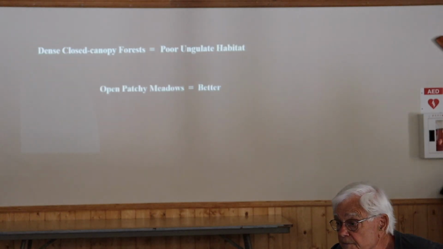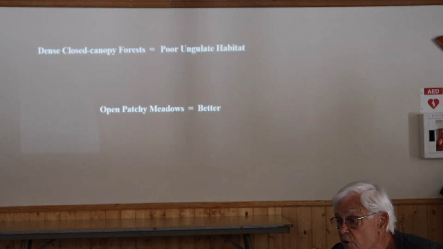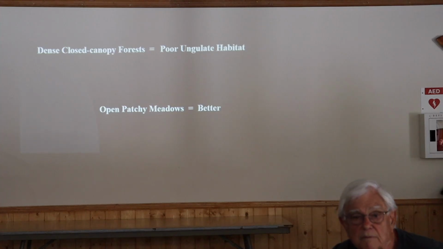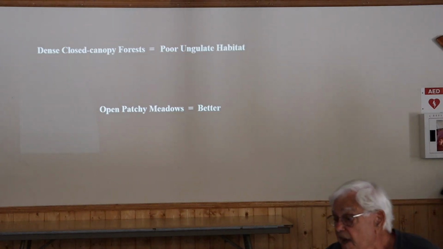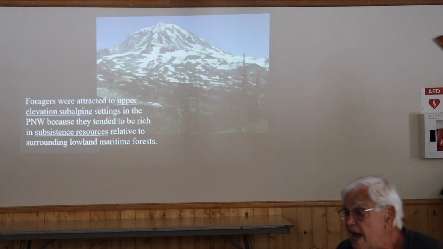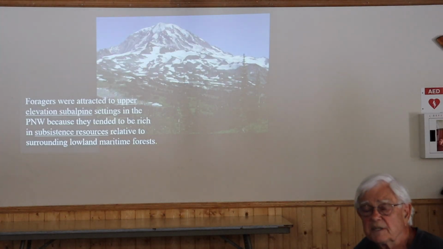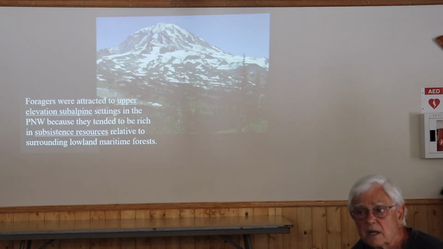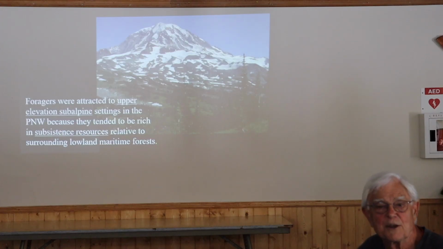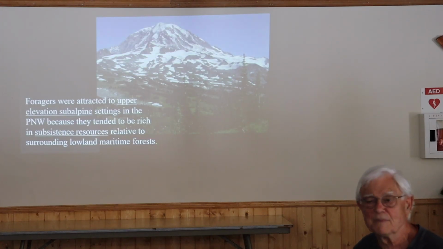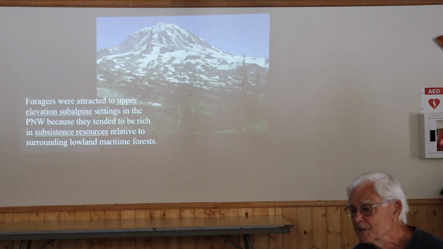In essence, that's what they are. Dense pine forest is poor ungulate habitat; open patchy meadows are better, by whatever means they're created. And Mount Rainier, because of its extensive height and breadth, has more territory, more landmass in subalpine and alpine context than any other mountain in the United States. Well, I don't know about Denali, in the continental United States, short of Alaska, that is.